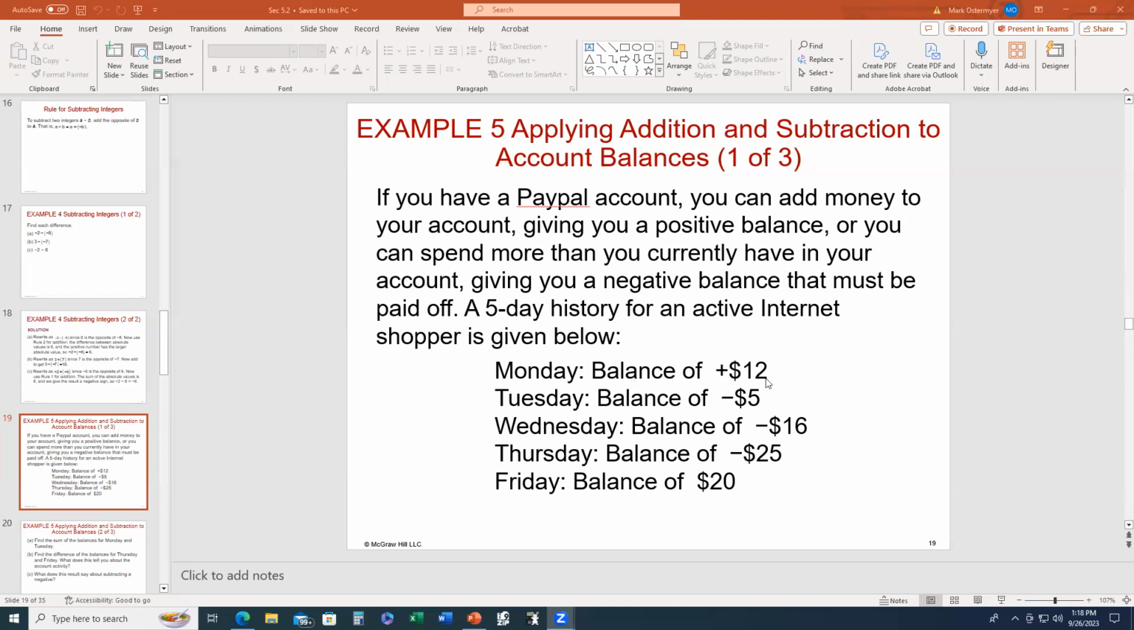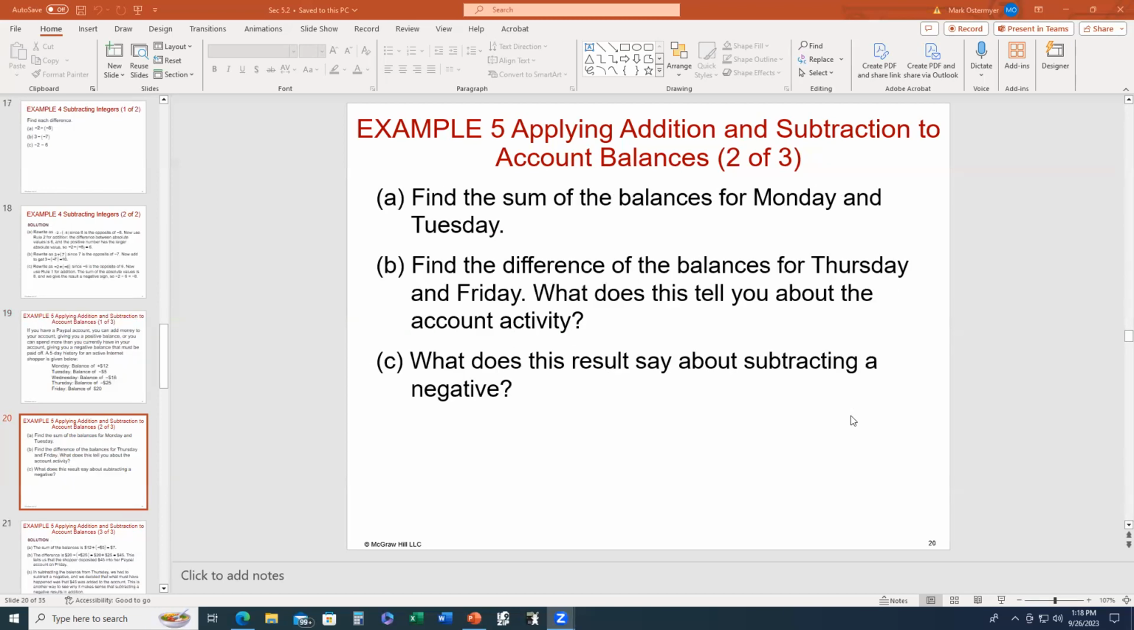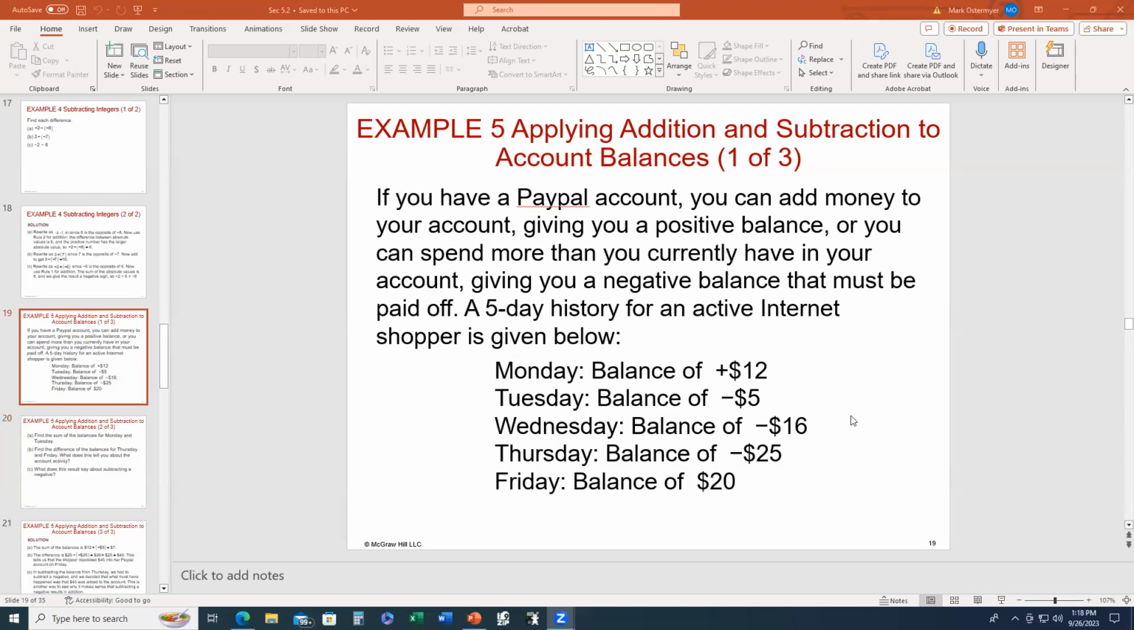On Monday, the balance in our account was plus $12. On Tuesday, the balance was negative $5. On Wednesday, the balance was negative $16. Thursday, the balance was negative $25. And on Friday, the balance was $20. Okay. Do we understand? These are the balances on given days, correct, for this account. Now, what do they want us to do with all this?